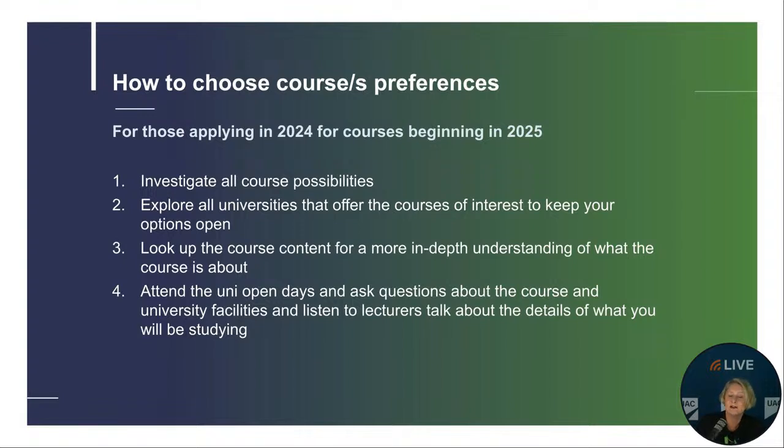So let's now look at a few points to get you into those courses. You should be looking at other courses that may help you get to where you want to be. Even if it is a diploma course or a pathway course, you should explore all universities that offer courses you like, to open up your options.